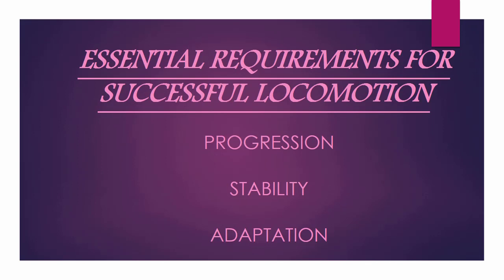Essential requirements for successful locomotion include progression, stability, and adaptation. During progression, coordinated and rhythmic pattern of muscle activation in legs and trunk. It requires the ability to initiate and terminate locomotion, and guide locomotion toward endpoints. Stability: appropriate posture for locomotion and dynamic stability. Adaptation: to avoid obstacles, navigate uneven terrain, and change speed and direction as needed.